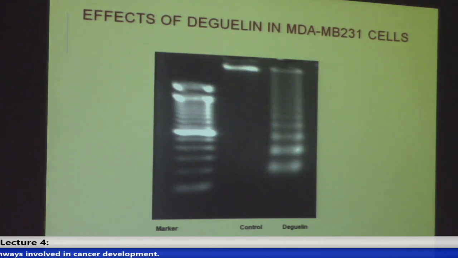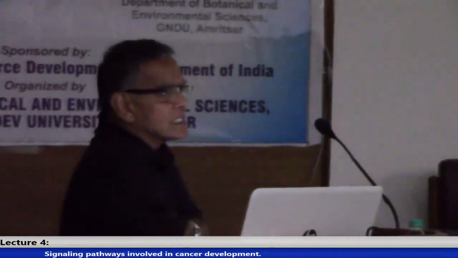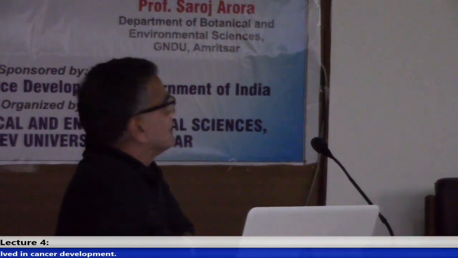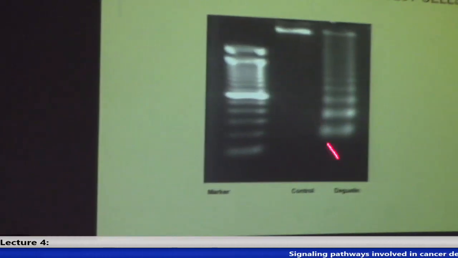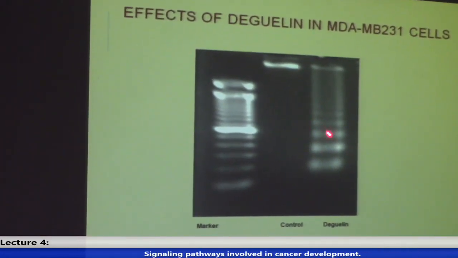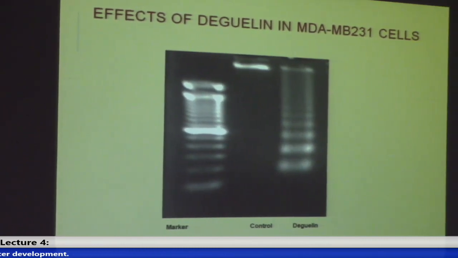The work on dagulin. So these are MDA-MB231 cells. Those cells are called triple negative breast cancer cells. And if you look at the effect of dagulin, this is a control, and this is a treatment with dagulin. So you have the apoptotic process restored.